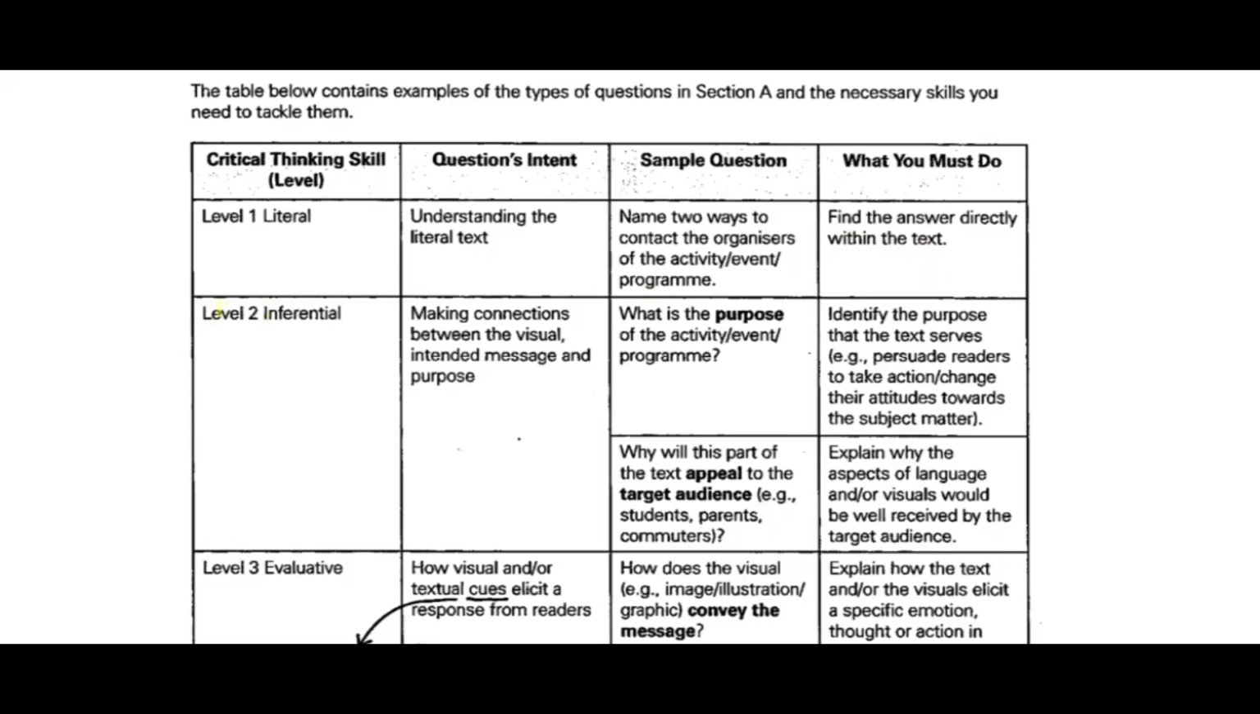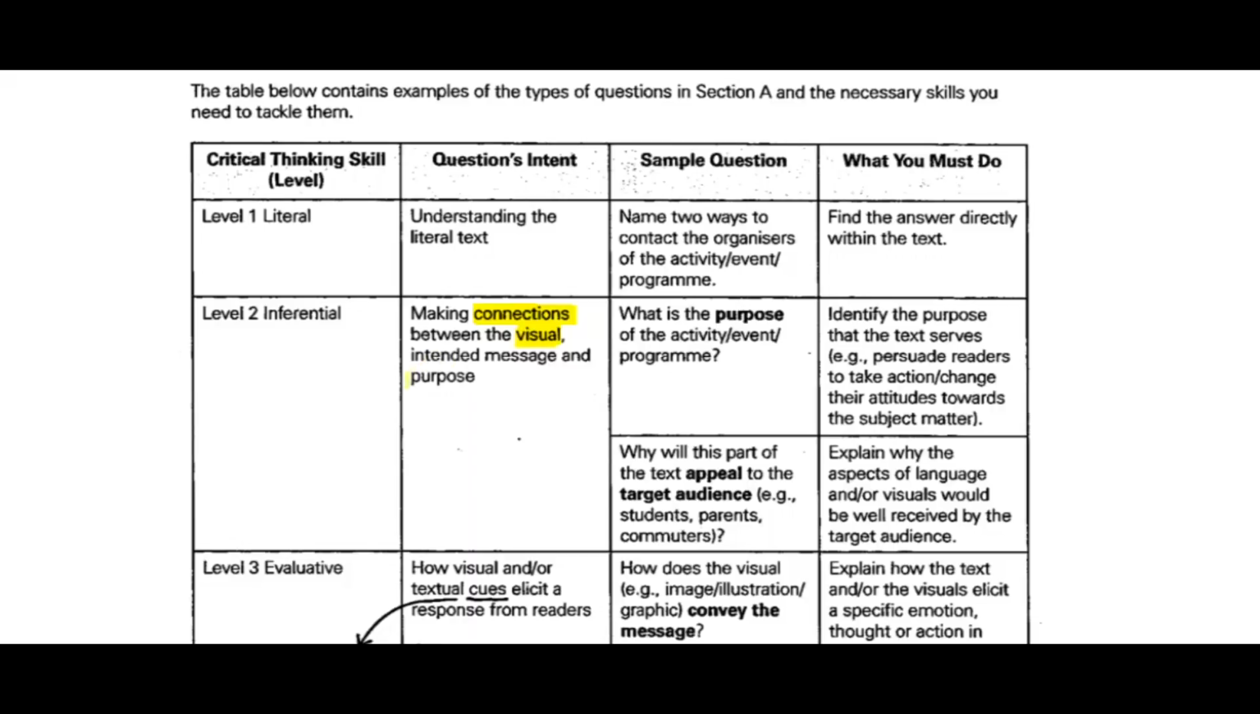Okay, so next, level 2, inferential. So inferential will be, because it's not directly stated, you need to make a connection. Okay, in order to make an inference, you need to draw a conclusion. Okay, by analyzing the visual.